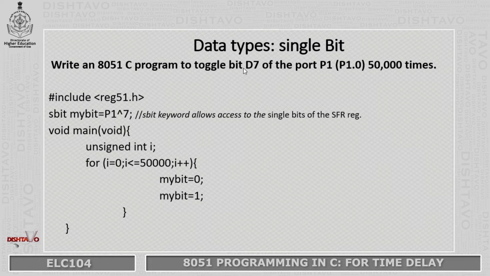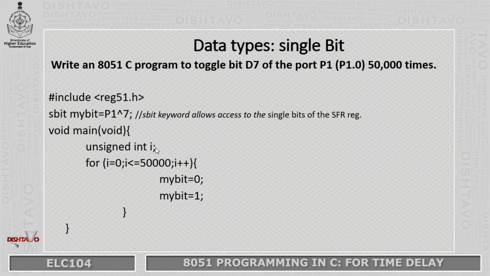Now over here, the next part is the single bit. You need to use only a single bit of a particular port, and I want to toggle bit D7 of port 1 50,000 times. So if you want to use a single bit, you need to use sbit, and I've used it as a defined function. My_bit is equal to P1^7. The sbit keyword is used to allow access to a single bit of the special function register.